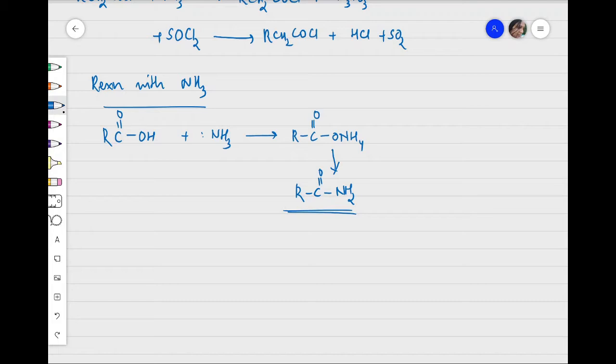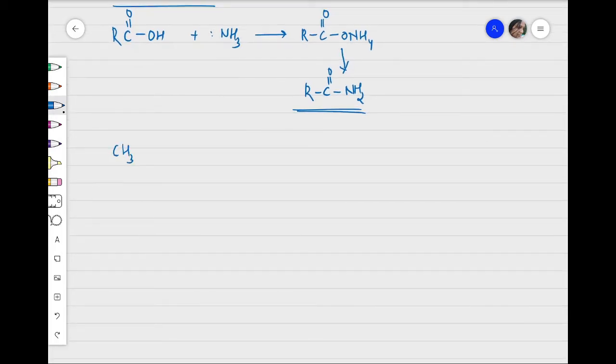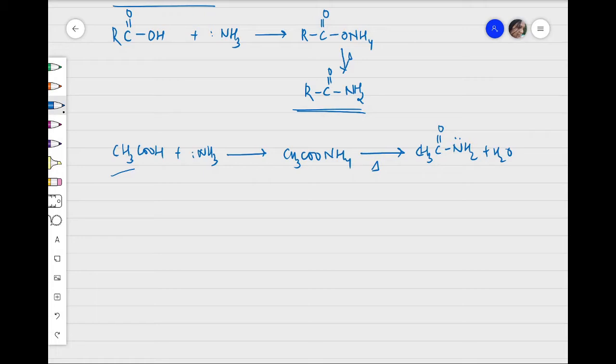So this is how my alkanamide is formed. An example I can quote is the case of acetic acid, which will react with ammonia to give ammonium acetate, which will decompose on heating. This has to be on heating, to give acetamide and water. Similarly if you take benzoic acid, I will get benzamide.